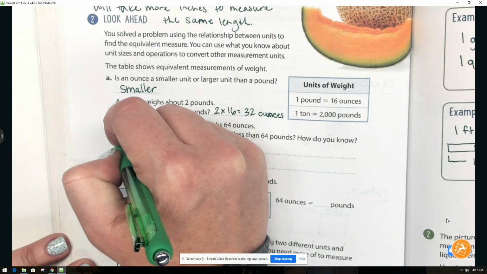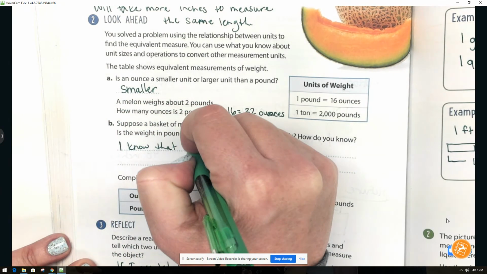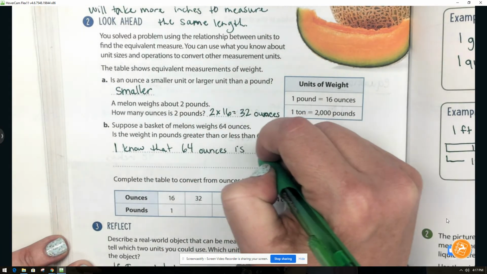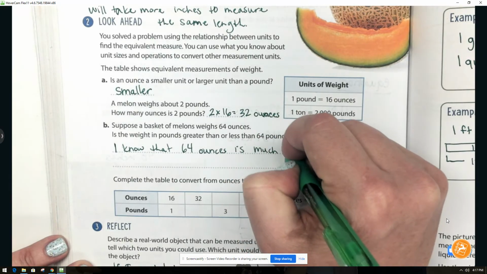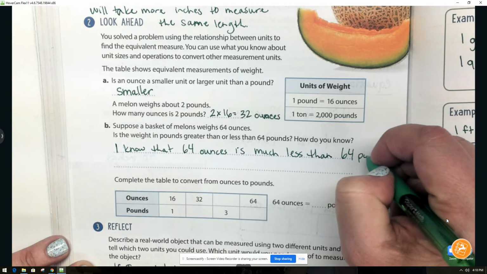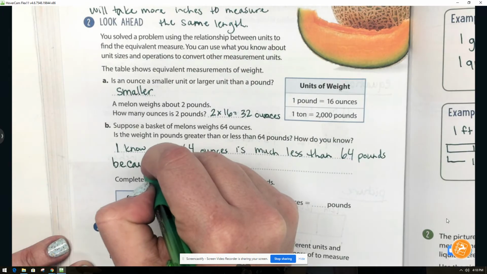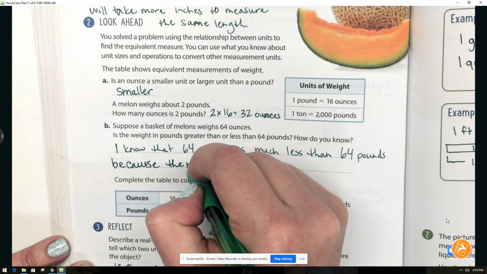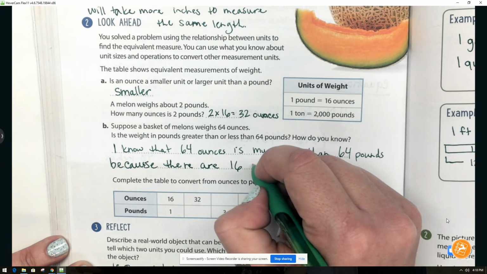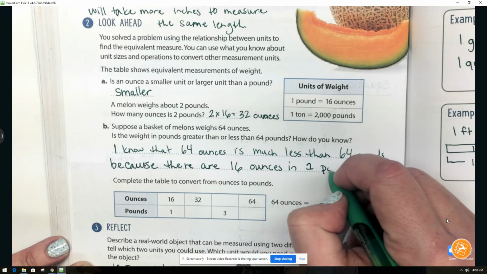So I'm going to say I know that 64 ounces is much less than 64 pounds because there are 16 ounces in 1 pound.